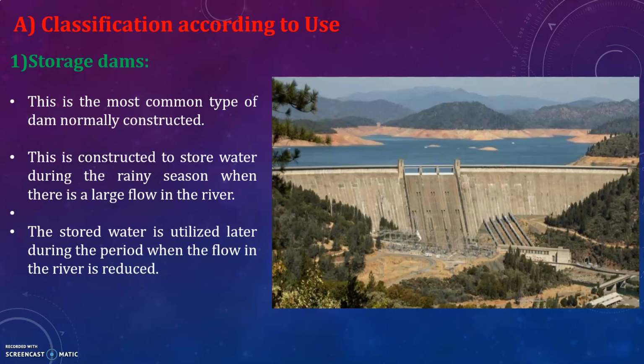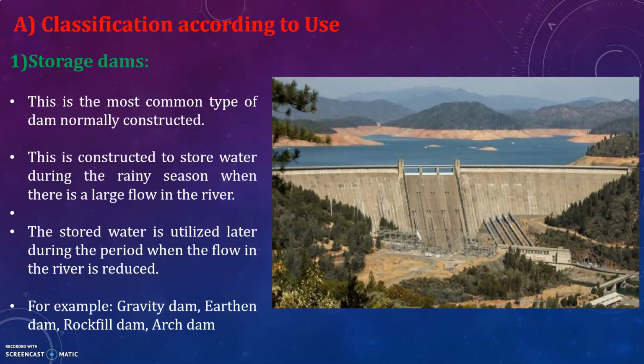Storage dams may be constructed for various purposes such as irrigation, water power generation, or water supply for public health purposes, or it may be for a multi-purpose project. A storage dam may be constructed of a wide variety of materials such as stone, concrete, earth and rockfill, etc. Here the examples for storage dams are gravity dam, earthen dam, rockfill dam and arch dam.